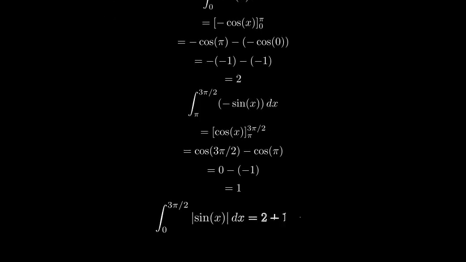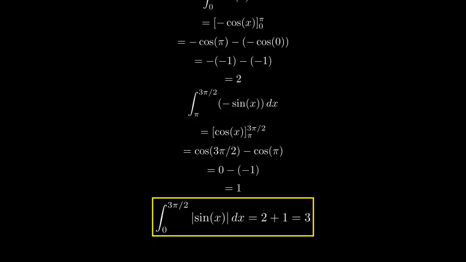Finally, we add our two results together. 2 plus 1 equals 3. Therefore, the integral of the absolute value of sine of x from 0 to 3 pi over 2 equals 3.